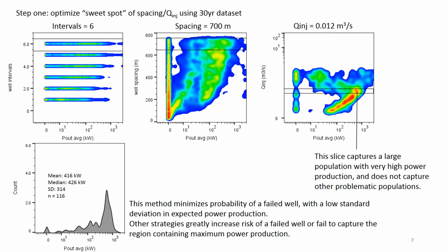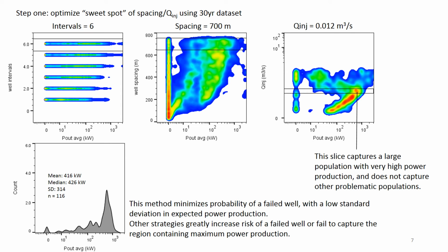So that captures a large population with very high power production, and it doesn't capture any of these other problematic populations, such as large populations with zero power output, or this large red swath that has mediocre power output below at lower Qs. And taking a histogram of this slice, we can see that our median power output is 426 kilowatts. That's there in the bottom left.